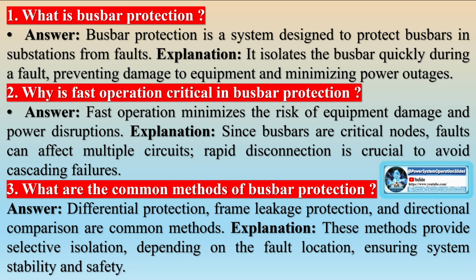For instance, in a line feeder, this could be a trip from a distance relay; in a power transformer feeder, it could be a trip command from a differential relay; and for any feeder connected to a busbar, it could be from a BBP relay.